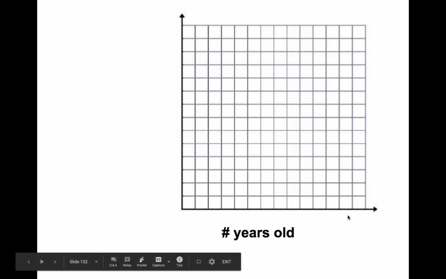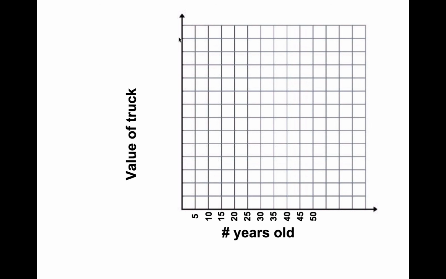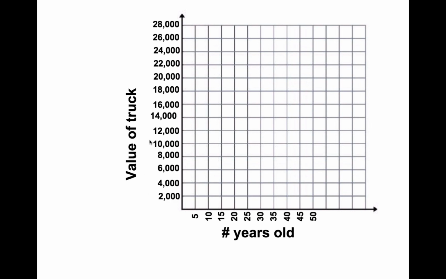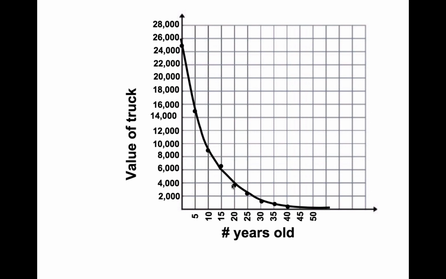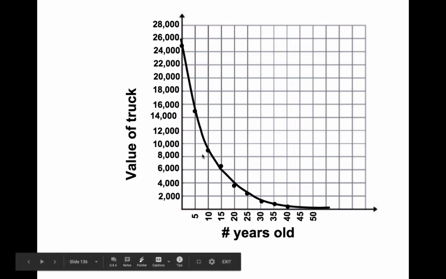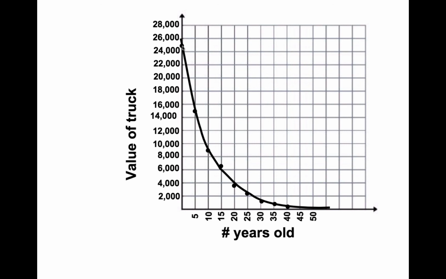So this is going to be the number of years old on your truck and then the value of your truck. So counting by 5 years, the value of the truck has to get to 25,000, so we could count by 2,000. When we graph this at year 0, we knew it was 25,000. And then it's going down and down and down and down and down like so. Notice where the biggest drop in price went. The first 5 years is where you lose the most money on the vehicle.